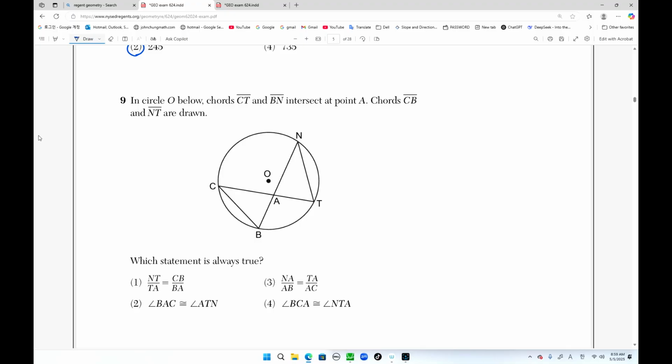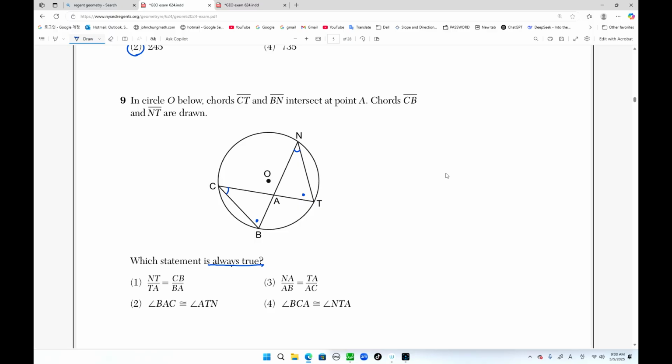Number 8. So we have two chords inside a circle. Which statement is true? Maybe you can see that this angle is congruent, right? For the same arc, inscribed angle for this arc, and the other also, what? Congruent. Yeah, vertical angles are congruent. So triangle CAB and ANT are similar, okay? Which statement is true? Corresponding sides are in proportion, that's it, right?